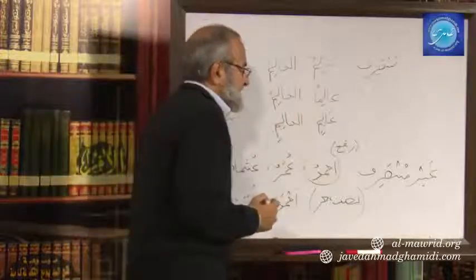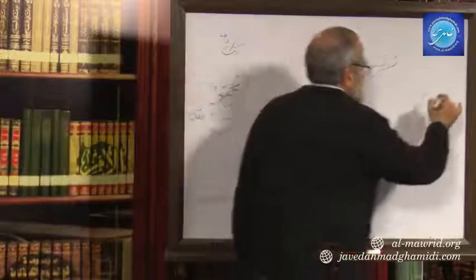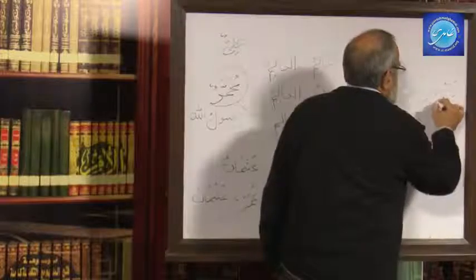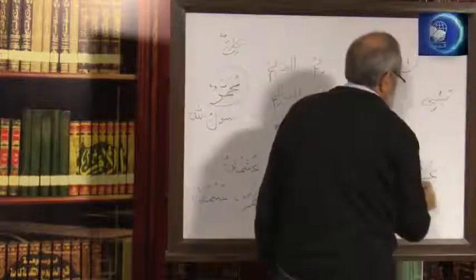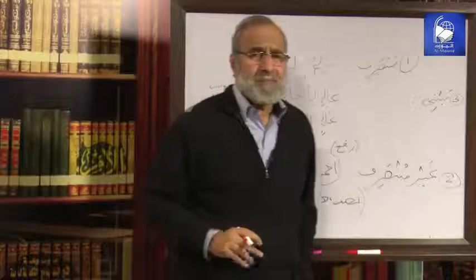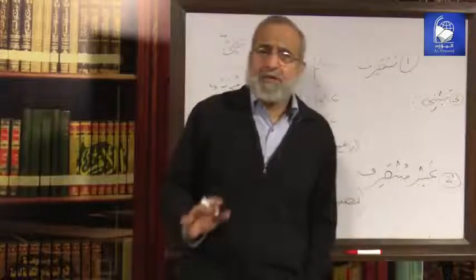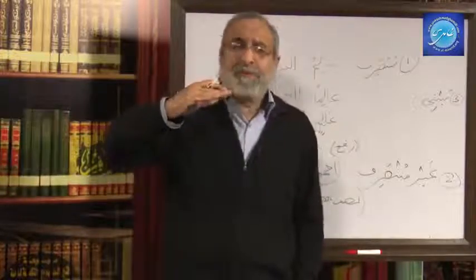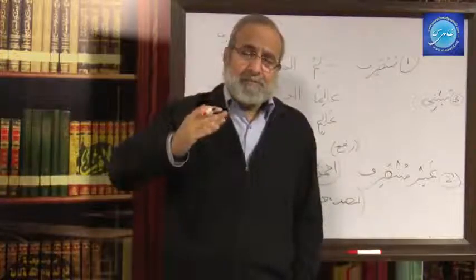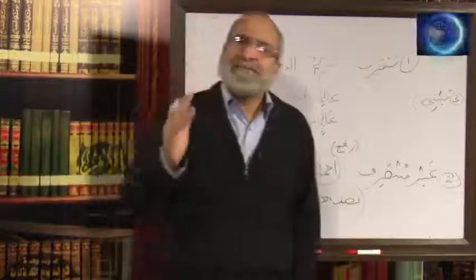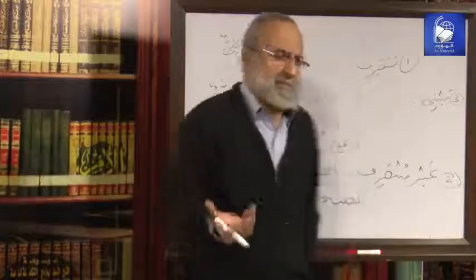Now let's take the third of these categories, and that is mabni. So it's either munsarif or ghair munsarif or mabni. Now mabni is a noun which would not change, no matter whether it's appearing in the Arabic category of rafa or nasab or jar. It would refuse to change. It would remain the same as it originally is.